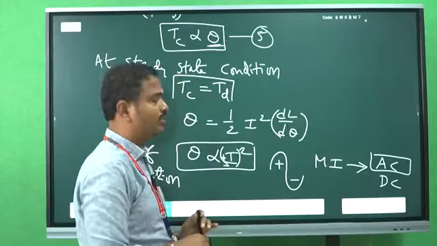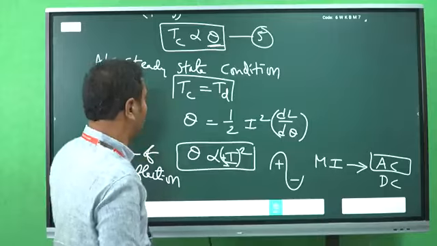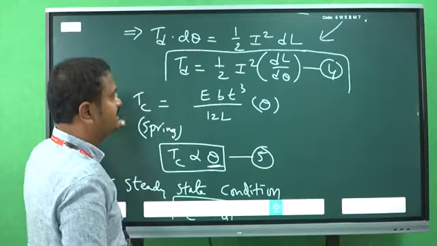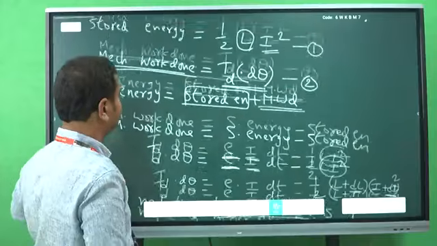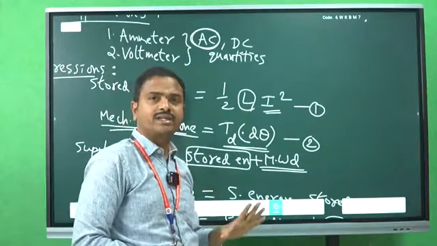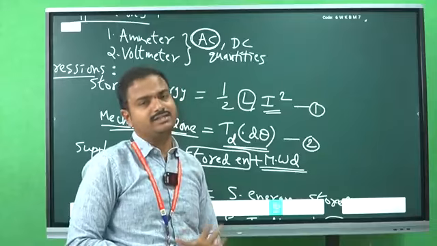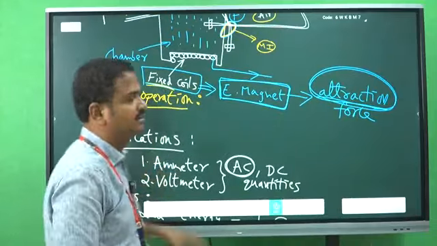Clear? So this is about moving iron instruments. In the previous class, I explained the PMMC instrument, and in this class I explained the moving iron instrument. Both PMMC and MI instruments are indicating instruments and analog instruments. Clear? Thank you.